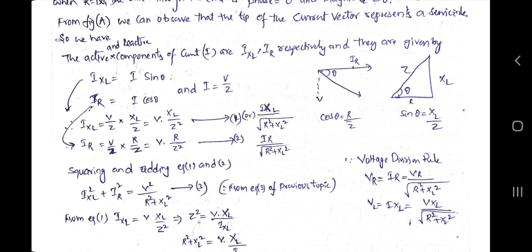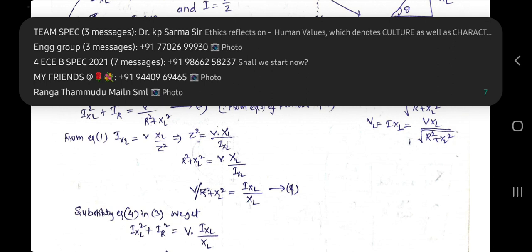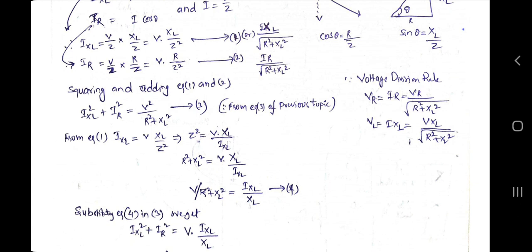So Z square, we already know, is equivalent to V into XL by IXL. Now VR is equal to I R and VL is equal to I into XL. From that, IXL is V XL by R square plus XL square. So this is the voltage across the inductor and the voltage across the resistor. We take R square plus XL square equal to V XL by IXL. So from this, V by R square plus XL square is equivalent to IXL by XL.